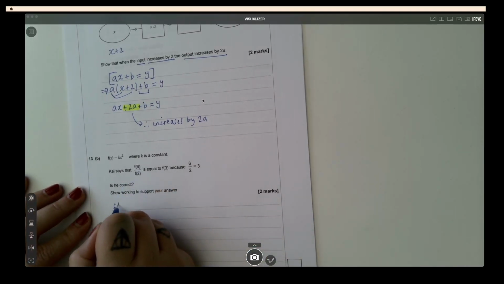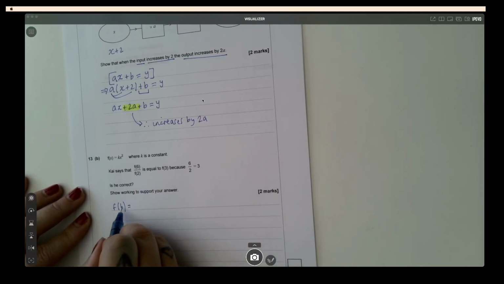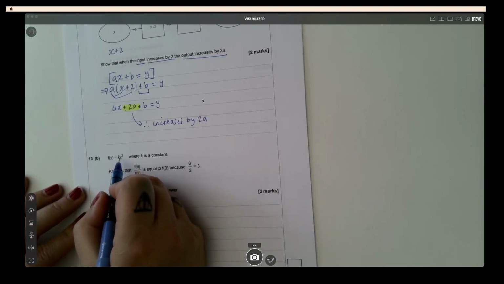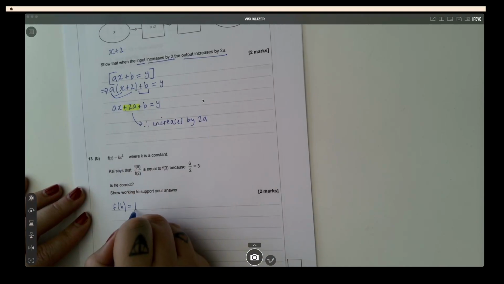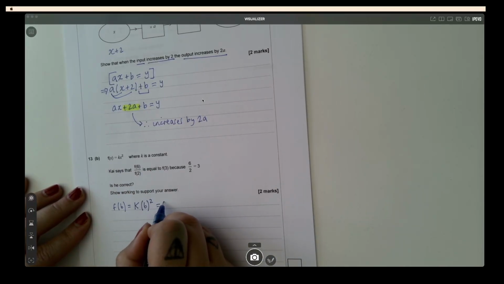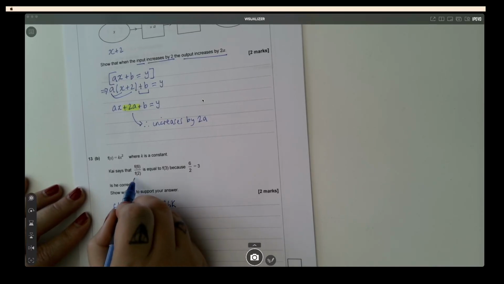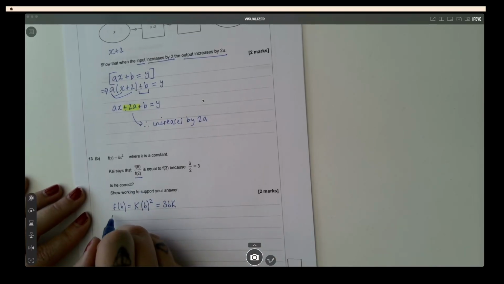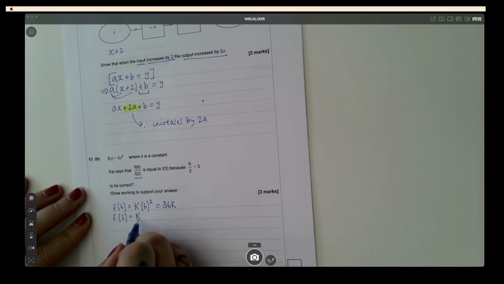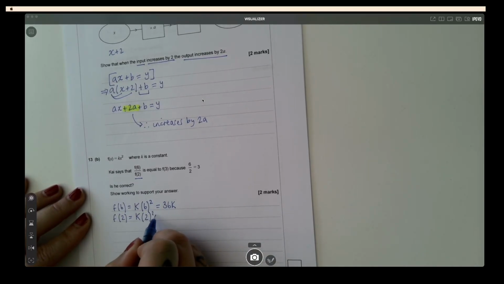Okay, so let's work out what f of 6 is. f of 6 means substitute 6 where there's an x in this equation here. So we've got k times 6 squared, which is 36k. Let's find out what f of 2 is. Substituting 2 in instead of the x, k times 2 squared, which is 4k.